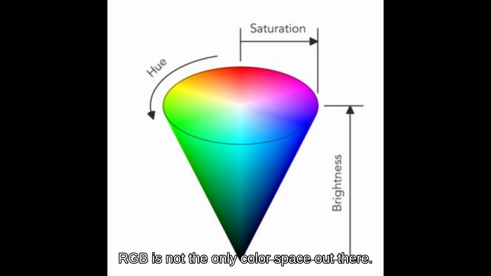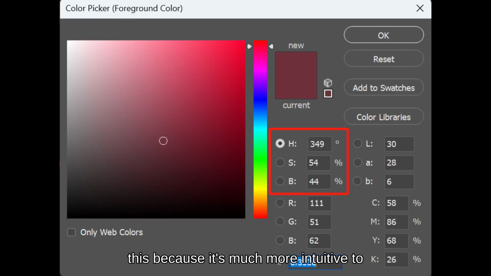RGB is not the only color space out there. For example, digital artists often prefer the HSB color space, which stands for hue, saturation, and brightness. Artists prefer this because it's much more intuitive to how we think about color. That being said, no matter what color space you use in software, when these colors are actually pushed to the physical screens, they are ultimately transformed back into RGB because that is how physical display subpixels are laid out.